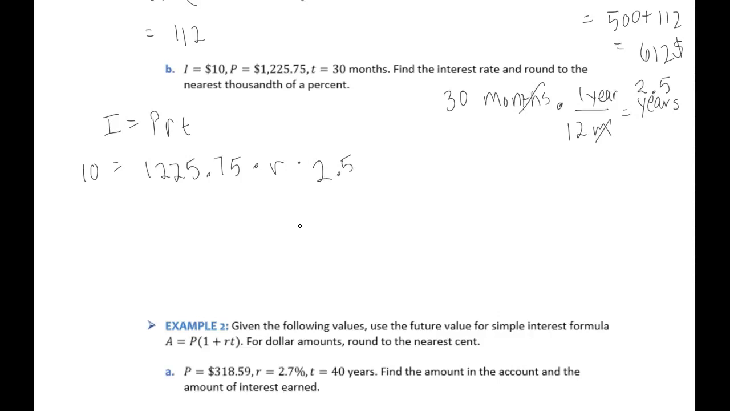So doing this, you would then want to take this 1,225.75 times 2.5, right? Multiply on the right-hand side. And then you'd want to take 10 divided by that number. So I end up with 0.003263 is equal to your interest rate. Now writing that as a percent, I will move the decimal to the right twice, like this. So that would be 0.326%, or 326 thousandths of a percent.